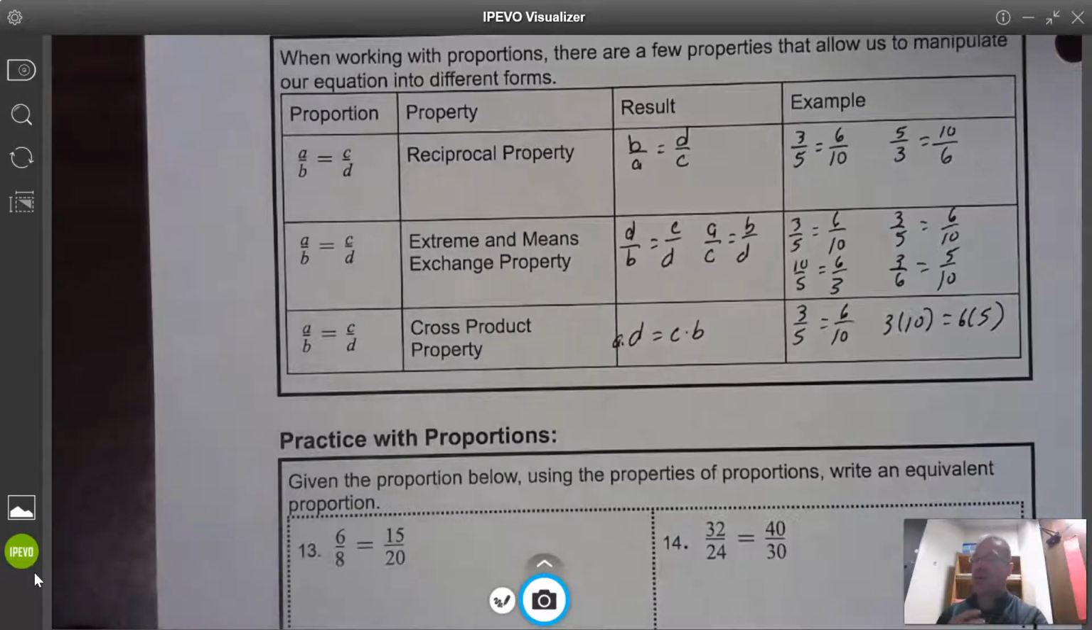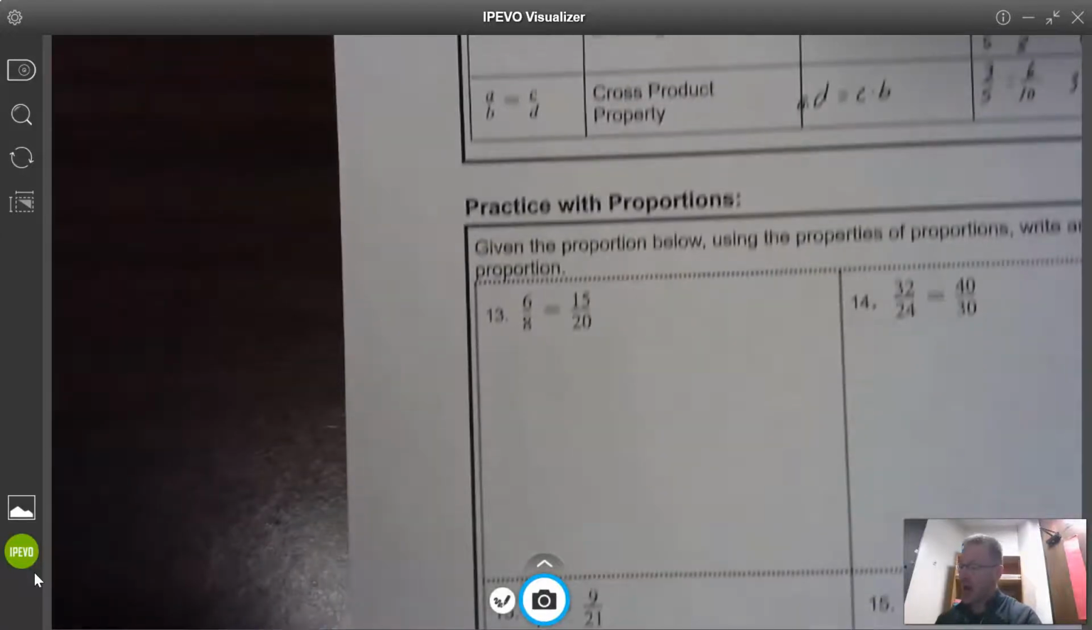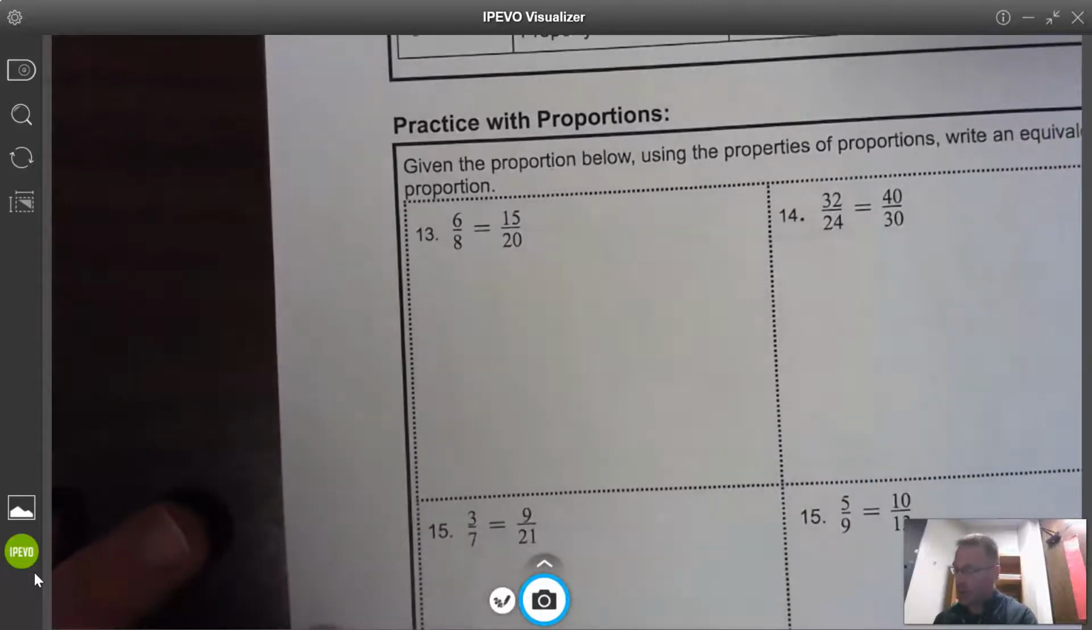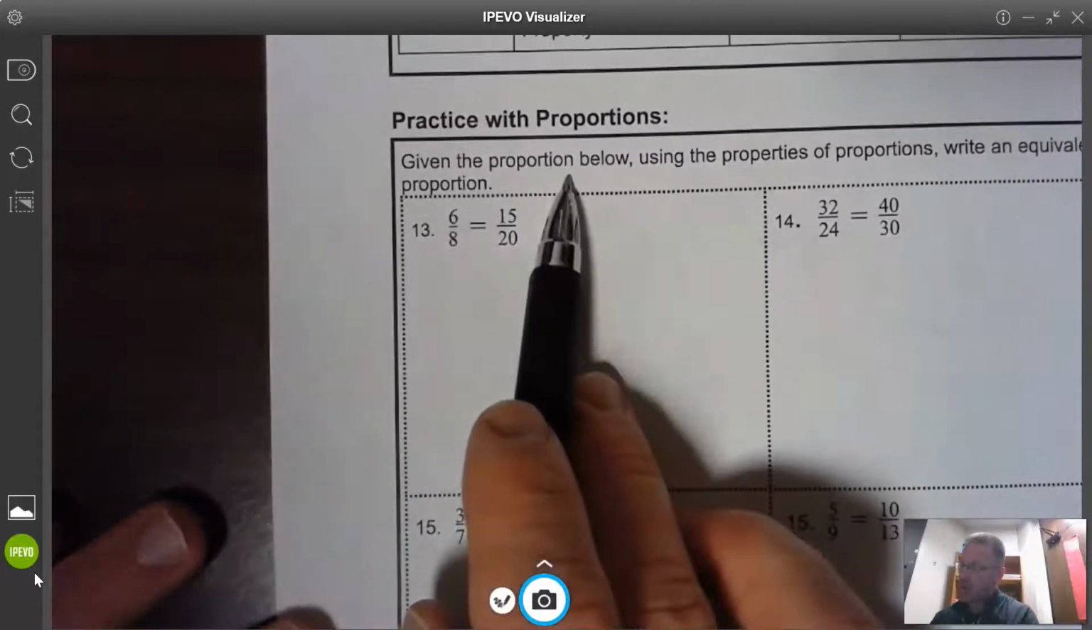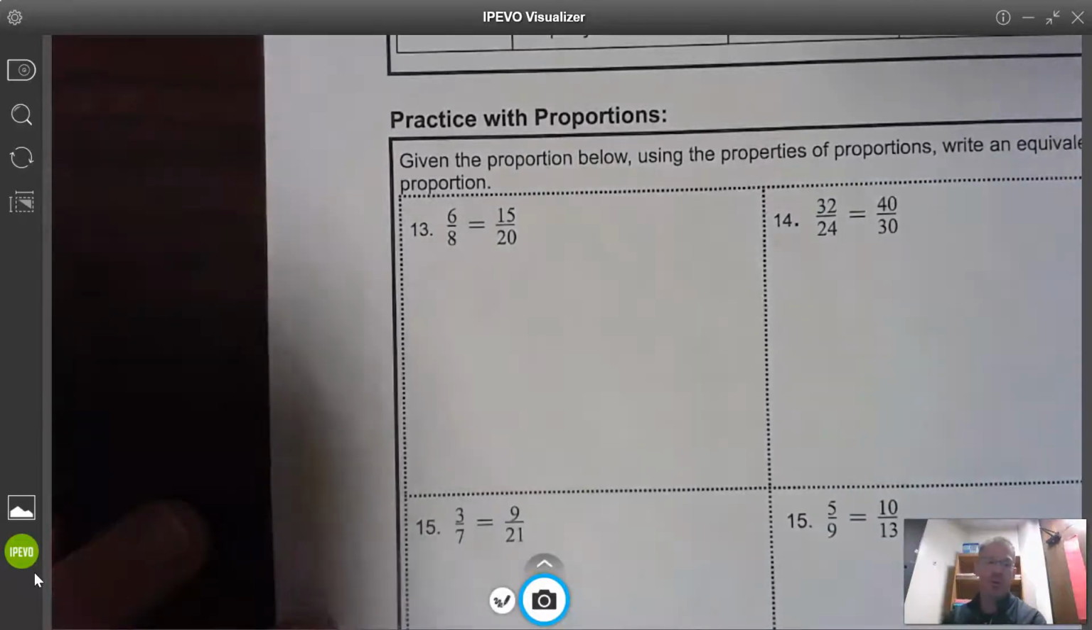The big idea is that we want you to be able to recognize these forms and move in and out of them. So let's look at number 13 here, and I'll do a couple of these with you just to show you. Given our proportion, use one of the properties of proportions and write an equivalent proportion. Notice there's more than one right answer here.